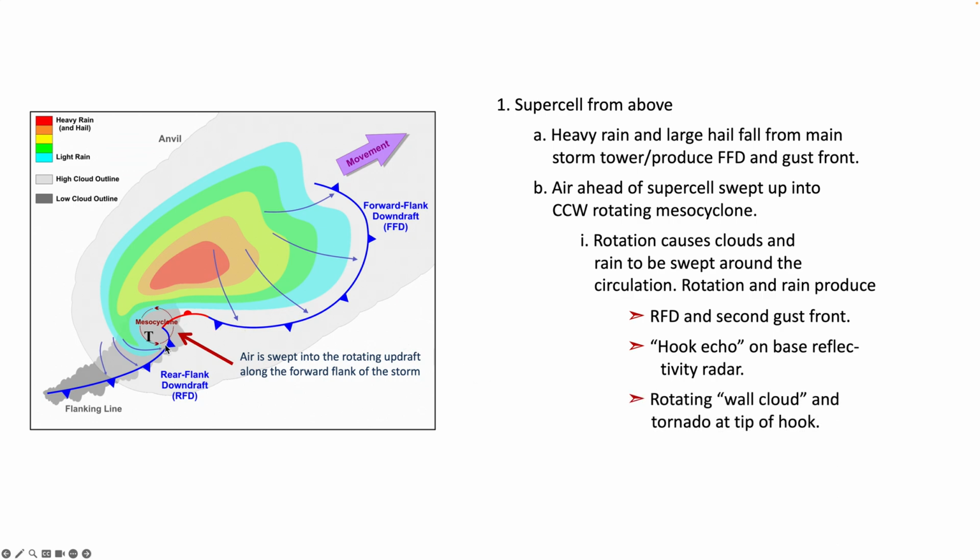And then we get our rotating wall cloud with our rain-swept air in the mesocyclone, and our tornado, which is indicated by the T, is typically located right along the tip of our mesocyclone. So we've got our forward flank downdraft, our rear flank downdraft, air being swept into our rotating mesocyclone, which then very rapidly rises and is swept up into our upper level southwesterlies to produce our heavy rain and hail in the main tower of the thunderstorm. Again, with our tornado right on the tip of the hook echo.